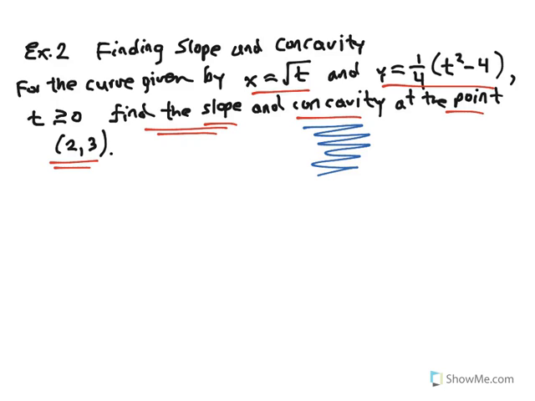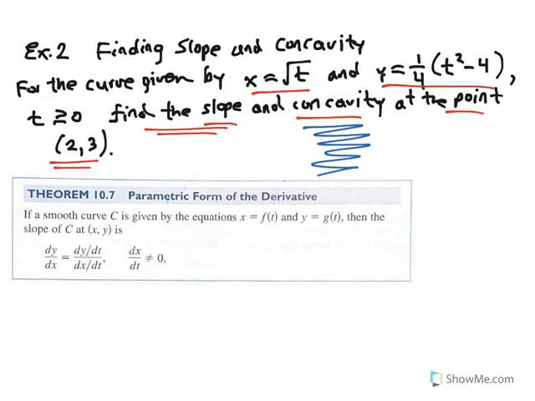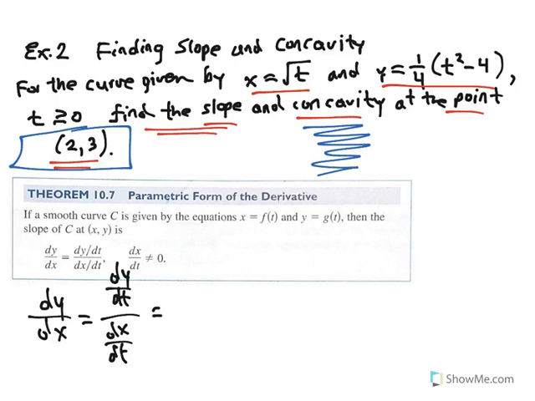So to find slope, we will use theorem 10.7, parametric form of the derivative. So to find slope, we need to find dy/dx, and theorem 10.7 tells us that dy/dx is dy/dt divided by dx/dt. And then once we find our equation for dy/dx, we have to evaluate it at the value of t that corresponds to the ordered pair (2, 3), because we want to find the slope for the curve given by this set of parametric equations at that point.